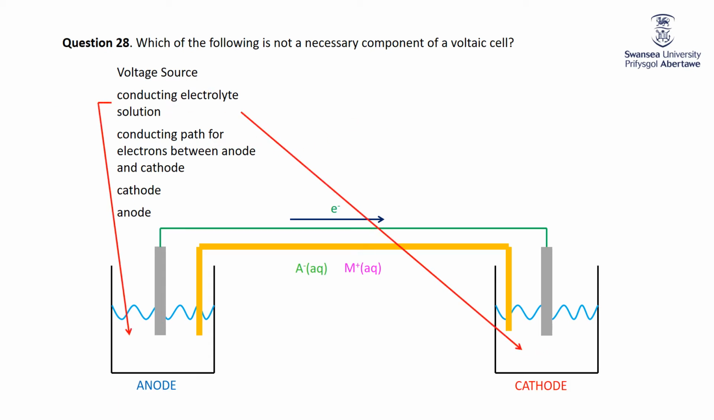Okay, we first of all have got two conducting electrolyte solutions. Those are the mobile phases. We have a conducting path for electrons between the anode and the cathode. That's known as our wire. We have, of course, a cathode because it's nicely labeled, and an anode because it's nicely labeled. The one thing we don't have is a voltage source, because that's the whole point of a voltaic cell. It is a voltage source. It doesn't need a voltage source. And needing a voltage source makes it an electrolytic cell.